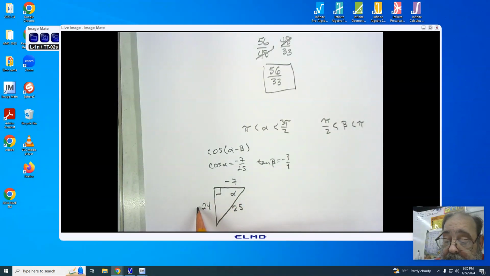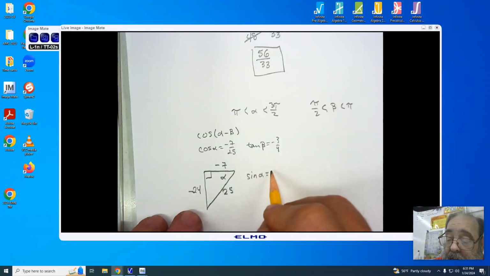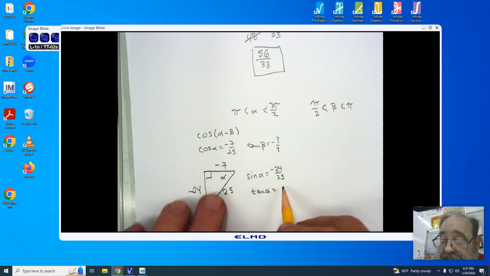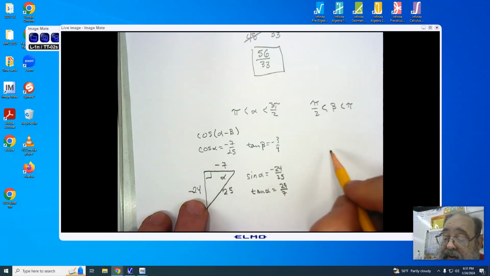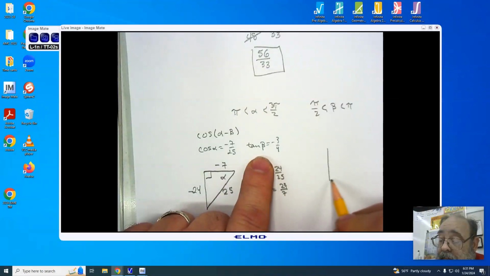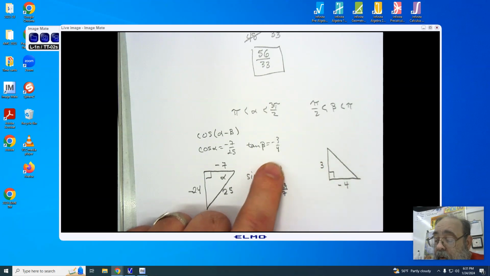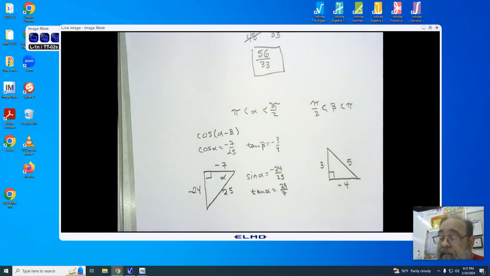Because it's in the third quadrant, both the x and y's will be negative, and we now know that our sine of this alpha is going to be negative 24/25. We know our tangent of alpha is going to be positive because of the negative over the negative, 24/7. In the second quadrant, I make sure I draw my triangle appropriately, and we have 3 and 4. Notice the 4 is what has the negative, and our hypotenuse is always a positive.